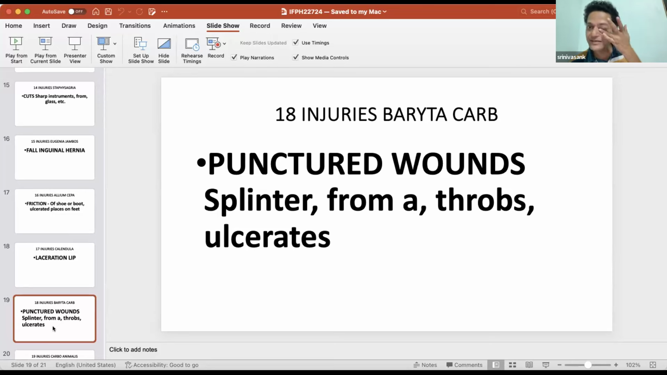So actually, the patient received a punctured wound from a splinter and there was no splinter as such, but the sensation was throbbing and the local complaint was ulceration. Punctured wound, splinter, which has a sensation of throbbing, and the wound is getting ulcerated. On giving Hypericum, the throbbing went very quickly, the ulcer healed so wonderfully. Otherwise, we will not think of it in injuries.